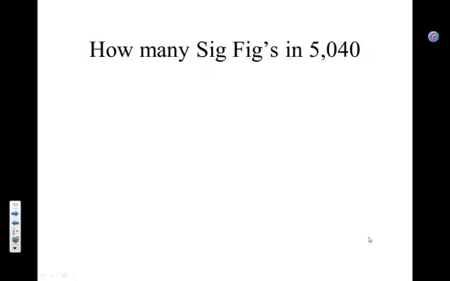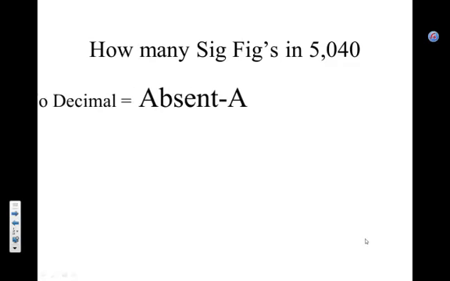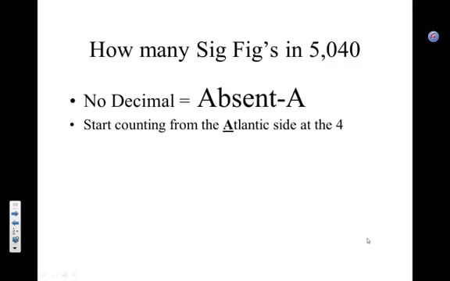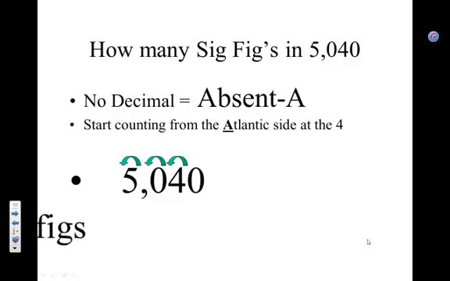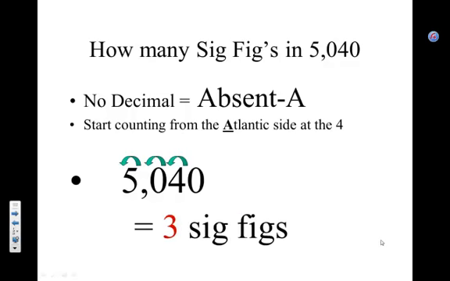How many significant figures are in 5,040? When you look at this number, you'll notice there's a comma, but there's no decimal. So this is a decimal absent number. And what we're going to do is start on the Atlantic side, the right side of the number, at the first non-zero. And so that's going to be the number 4. And then we count everything else. So you'll notice that we've counted 3 numbers here. So this value, 5,040, has 3 significant figures.